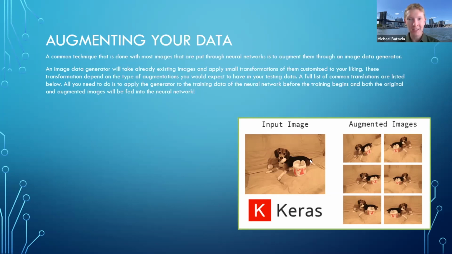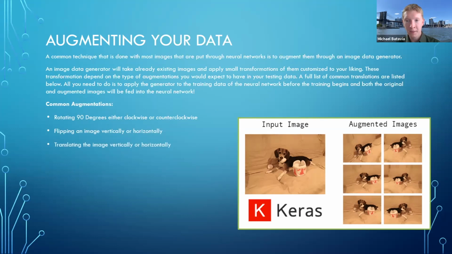There's a thing called an image data generator, and it will just take already existing images and apply small transformations to them. So we have this input image, and what an image data generator will do is it will do different transformations. Some transformations we can do is rotate the image 90 degrees, clockwise or counterclockwise. We could flip an image vertically or horizontally. We can translate an image vertically or horizontally, increase the brightness or contrast. We could shear or zoom in. You can see all these augmented images.